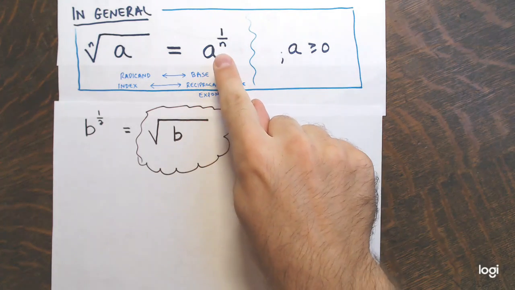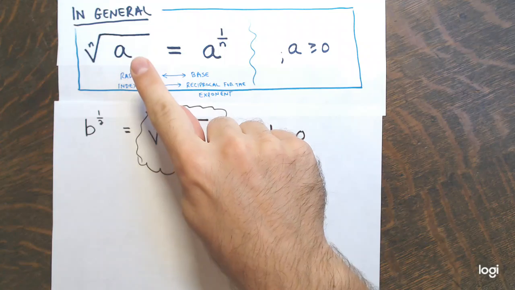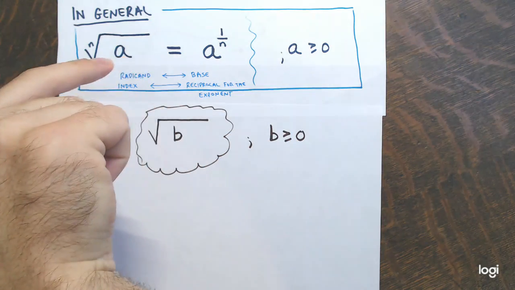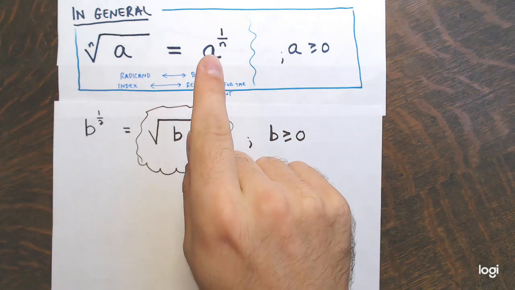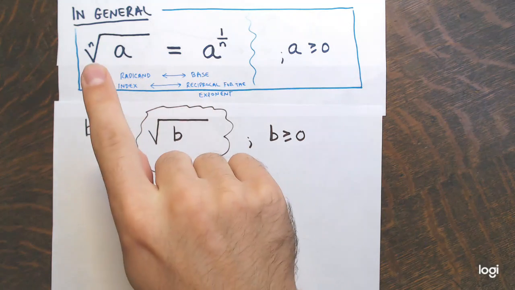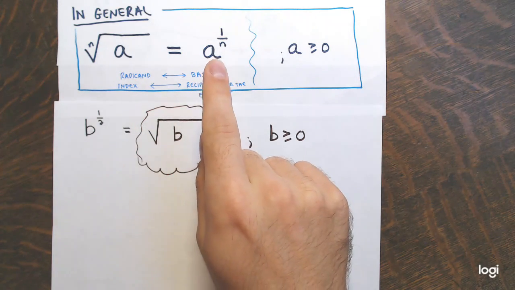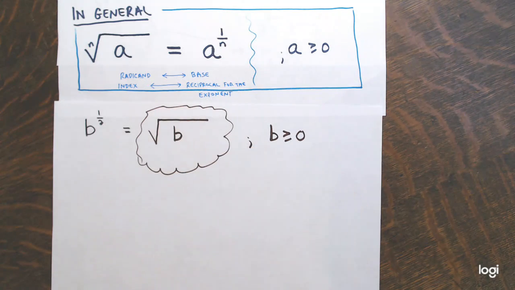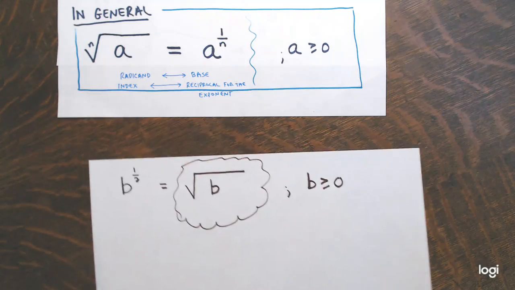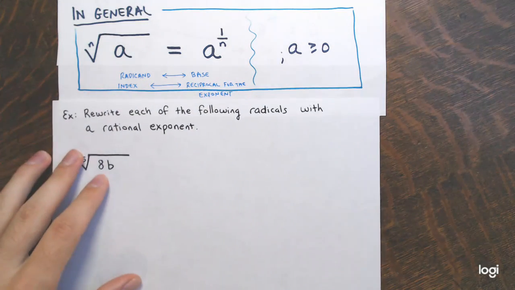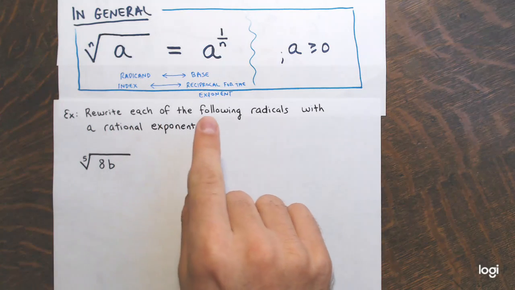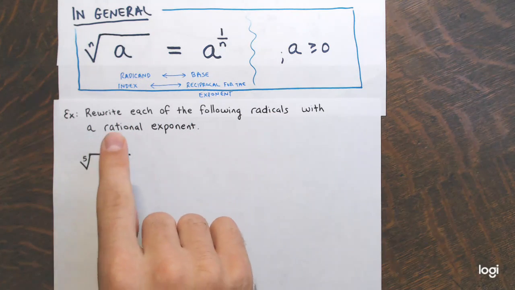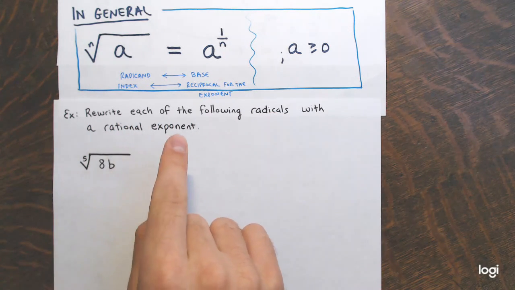like this side, and had to write it as a radical. Now the next several examples I'm going to be going the other way. I'm going to see a radical and be asked to write an expression with a radical in it as an expression with this base to a fraction power. All right, so my next example, and the last few of them, I have the following instructions. Rewrite each of the following radicals with a rational or a fraction exponent.